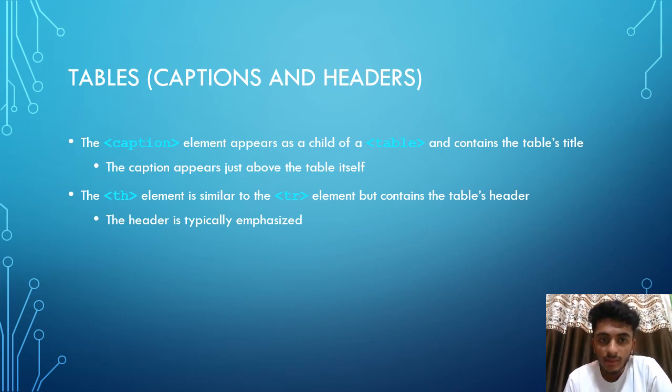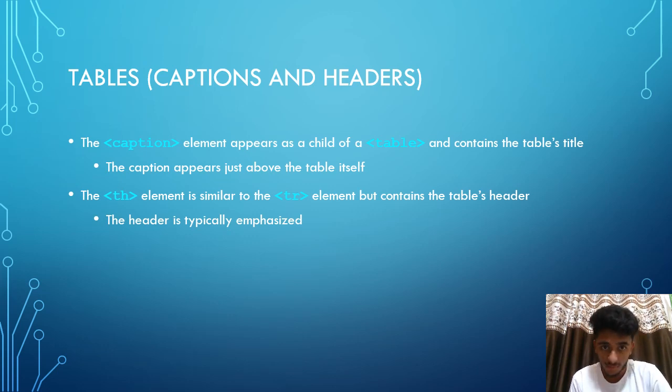Tables have two more things in them, captions and headers. The caption element appears as a child of table and contains the table's title. The caption appears just above the table itself. The th element is similar to the td element but contains the table's header. So th is basically a header tag and tr is a row tag. They're similar to each other but have some differences. The header is typically emphasized.